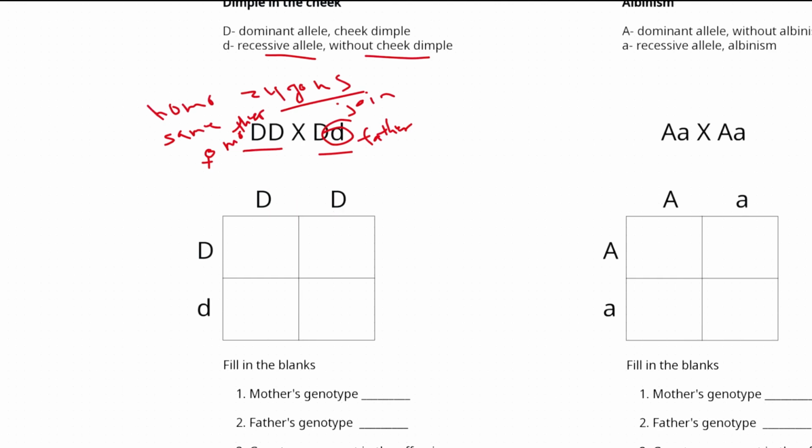At the upper left, this will get 1 capital D from the mother, and then 1 capital D from the father. So the genotype of this offspring would be capital D, capital D, which is homozygous dominant. At the upper right, we have a capital D from the mother and another capital D from the father. So this individual also is homozygous dominant.